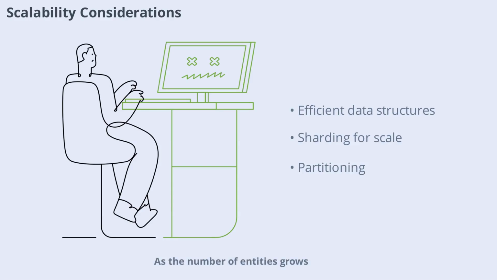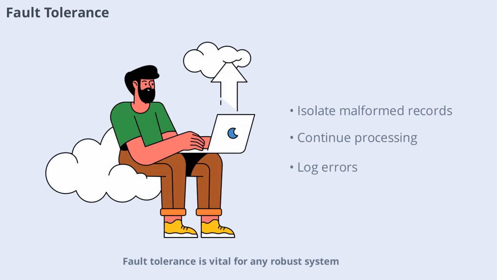As the number of entities grows, performance can degrade if the data structures aren't chosen wisely. Using a HashMap and TreeSet ensures that lookups, updates, and removals remain efficient even as the dataset scales. For extremely large datasets, consider sharding or partitioning the data across multiple machines. Fault tolerance is vital for any robust system. By isolating malformed records and using batch validation, the system can continue processing valid data even when some inputs fail.